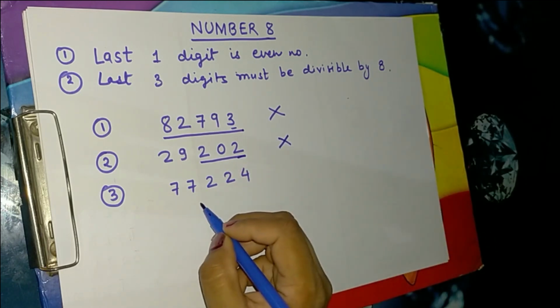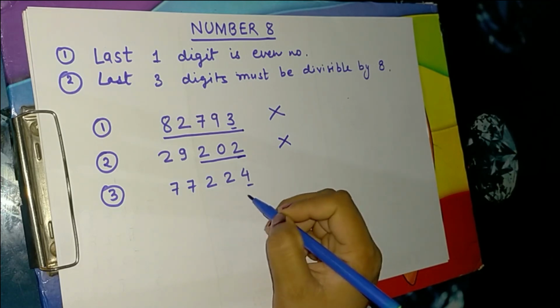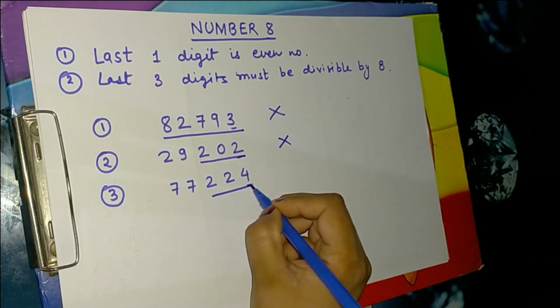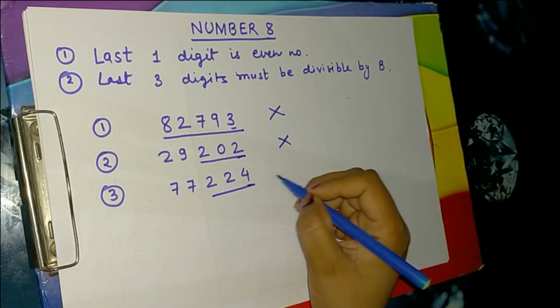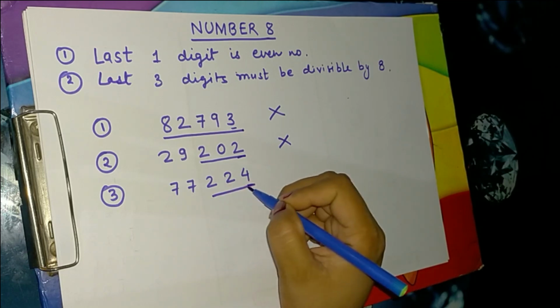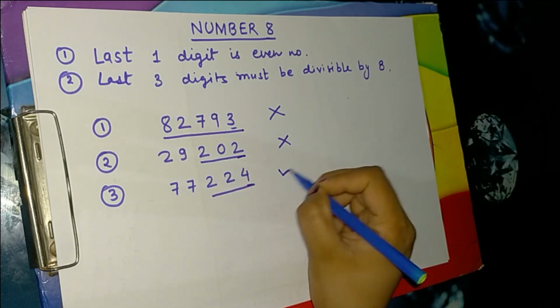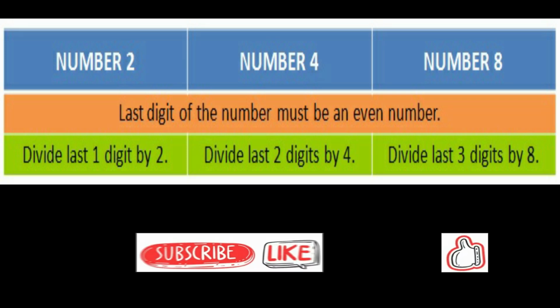Our next number is 77,224. The last digit is an even number, so we can check the last three digits, that is 224, and 224 is divisible by 8. So here we can say that this complete number 77,224 will also be divisible by 8. So here you can see that to check divisibility by 2, we need to divide the last one digit.